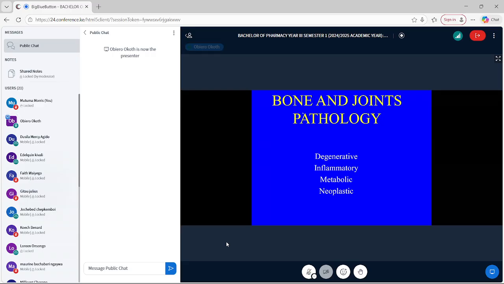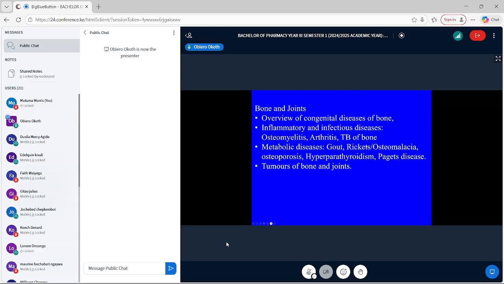Okay. So we look at the bone. So bone and joints, we review the congenital disorder of the bone, inflammatory infectious diseases of the bone, and here we just deal with osteomyelitis, arthritis, TB of the bone. We look at the metabolic diseases of the bone. Here there are a bit many: gout, rickets, osteomalacia, osteoporosis, hyperparathyroidism, Paget's disease. And then look at tumors of bones and joints. Very common tumors, because there are too many. Just look at the very common ones, the ones that BPharm students are most likely going to meet in their practice.